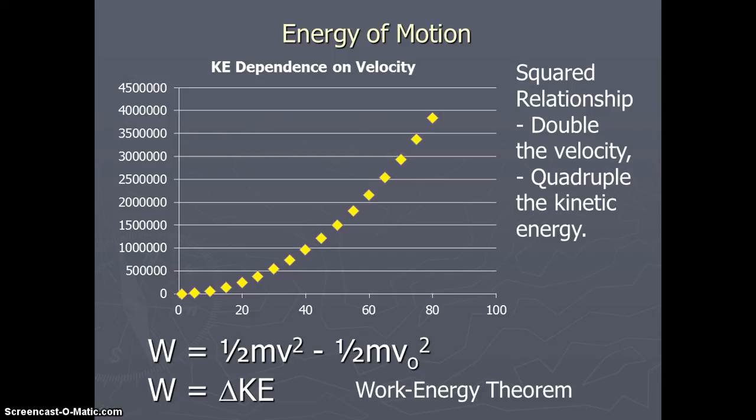This is why traveling at high rates of speed requires a much larger stopping distance. If you're going double the speed, it doesn't just double the stopping distance, it actually quadruples the distance it takes to stop.